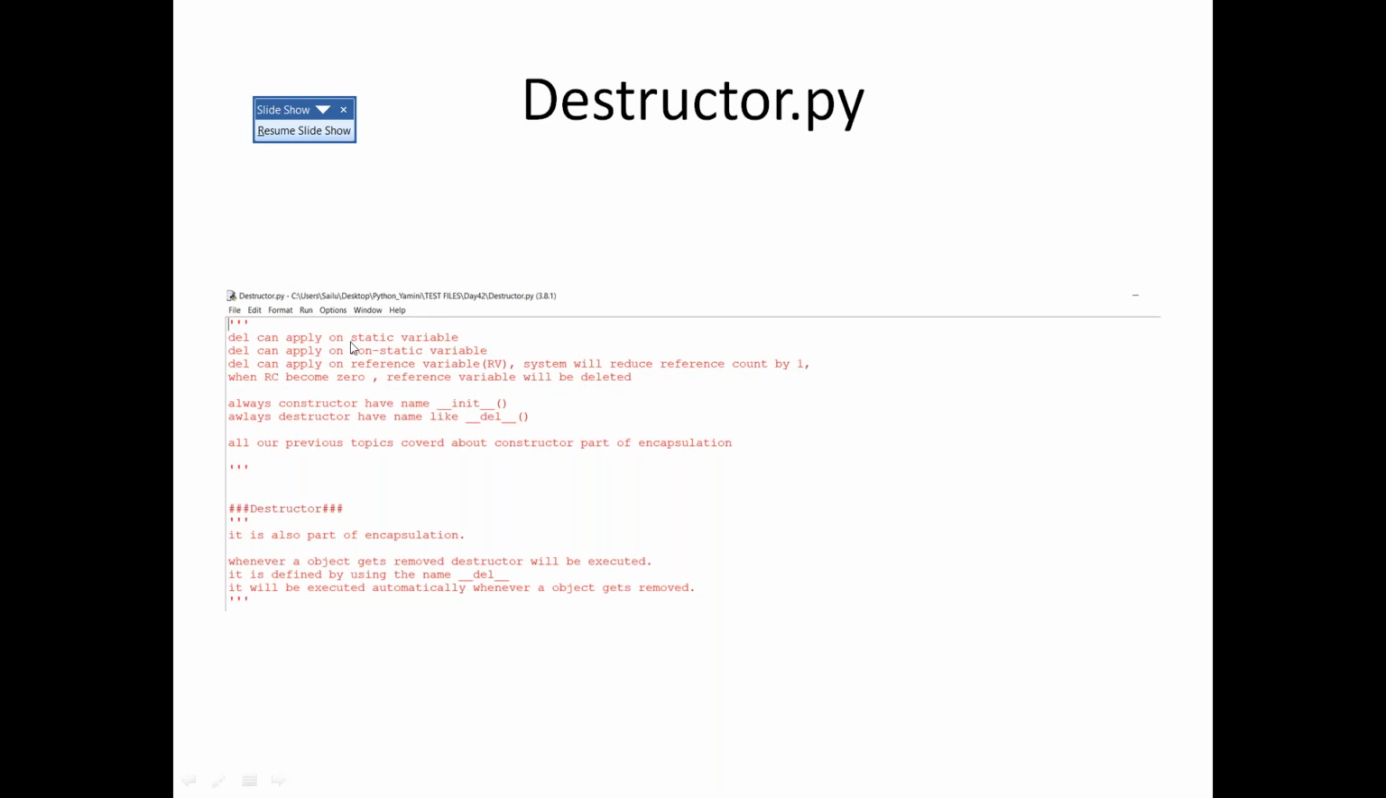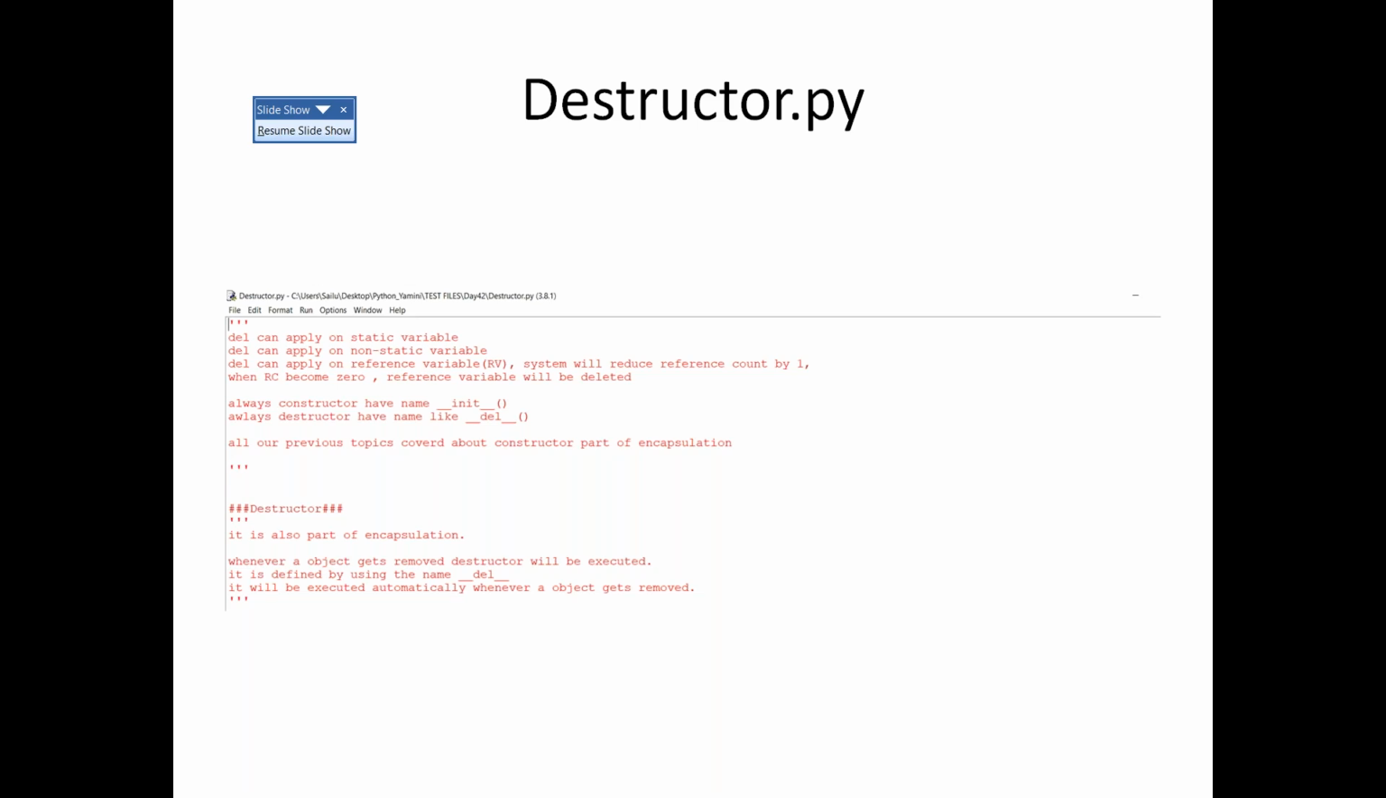So delete can apply on a static variable, which I explained in the previous class. Delete the static variable name, and the system is going to delete the static variable. Delete can apply on a non-static variable, which we discussed. Delete can also apply on a reference variable, nothing but an object. The system will reduce the reference count by 1. So by observing this, you need to understand delete is not going to delete the value. It is just trying to reduce the RC count, the reference count, by 1.